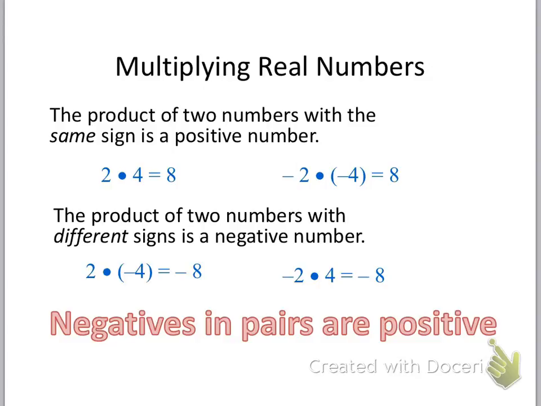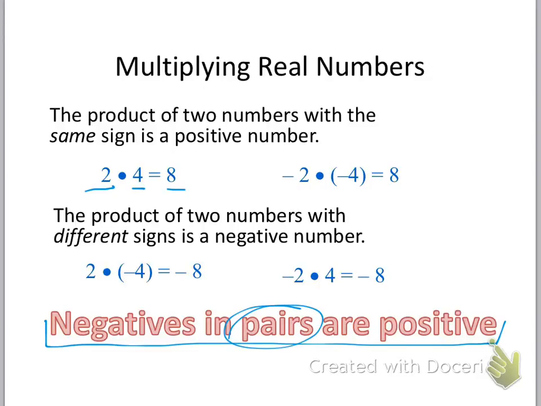Alright, so let's move on to multiplication. The thing I always like to say in multiplication and division is negatives in pairs are positive. So if there's a pair, a partner, it becomes positive. A partner of negatives will become positive. If they are not in pairs, they're negative. So here's a partner. They're both positive, so answer is positive. Here's a partner, 2 negatives, so the answer is positive.